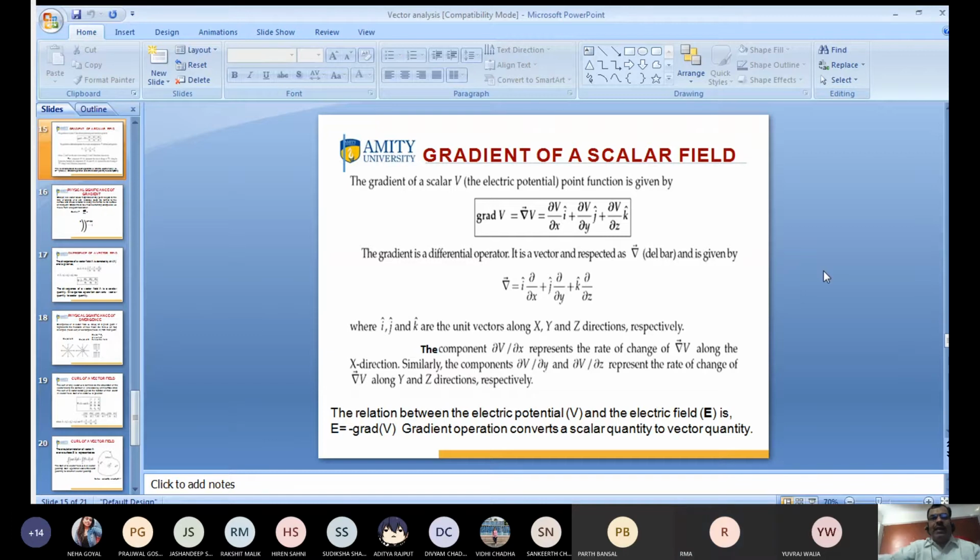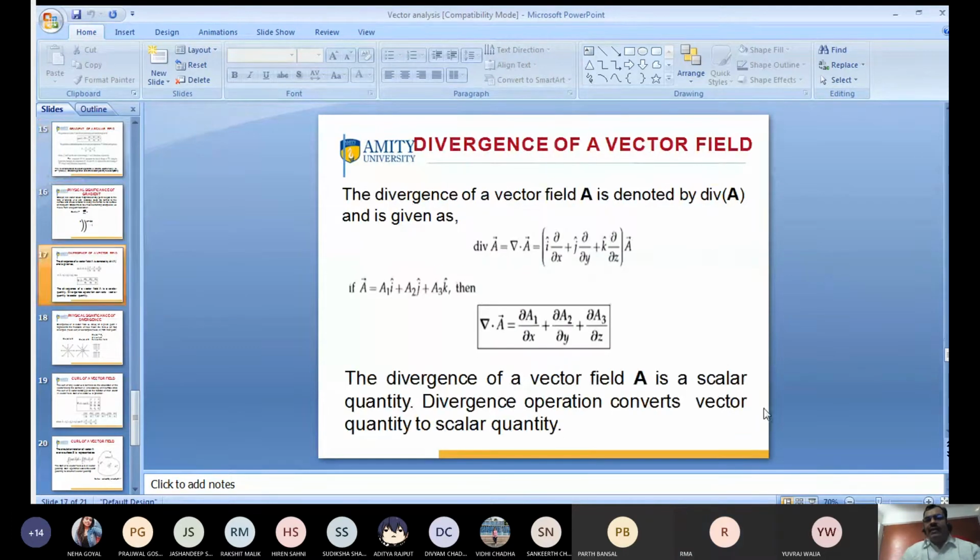So I proceed to the divergence. This is very important. Already I told you, what is divergence? Divergence of a vector field A is denoted by div A. When del is operated on any vector quantity with dot product, this is known as divergence. It is written like this, div vector A. This is known as the divergence of a vector field. So divergence of A is equal to del dot A.